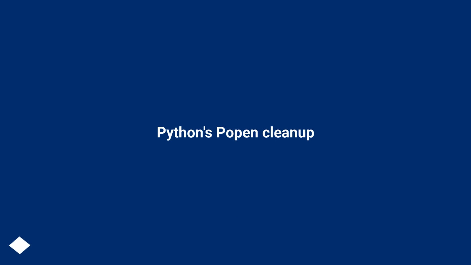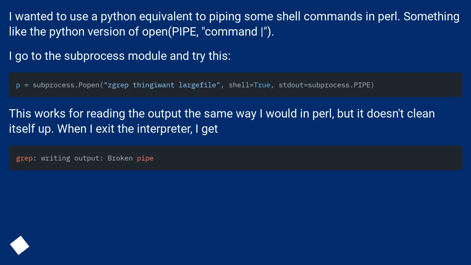Python's Popen cleanup. I wanted to use a Python equivalent to piping some shell commands in Perl. Something like the Python version of the OpenPipe command. I go to the subprocess module and try this.